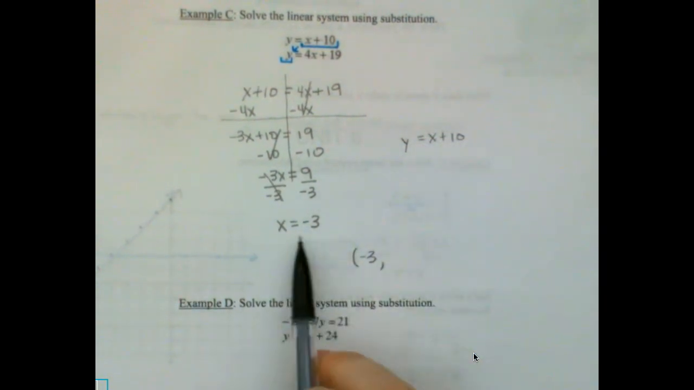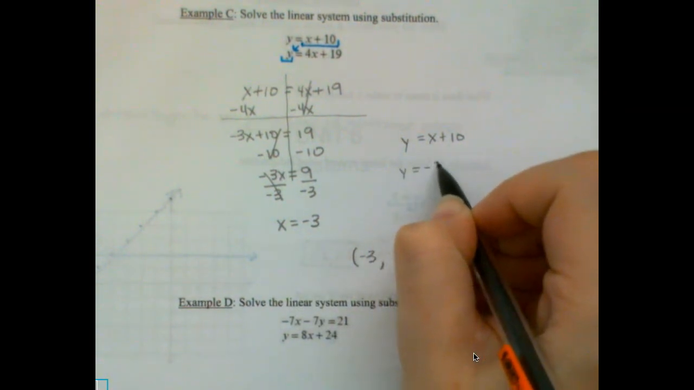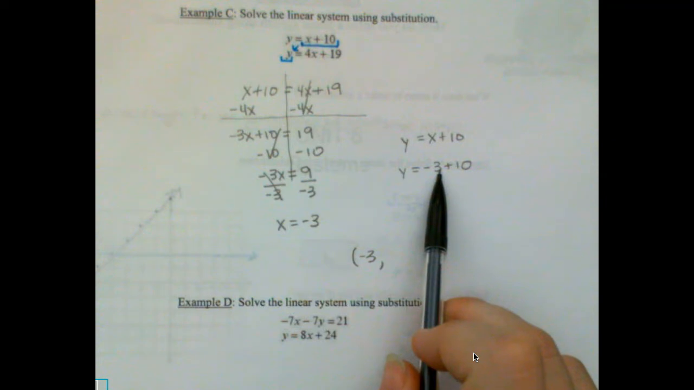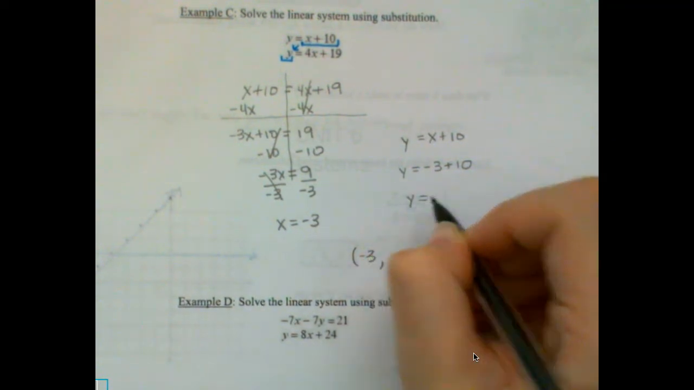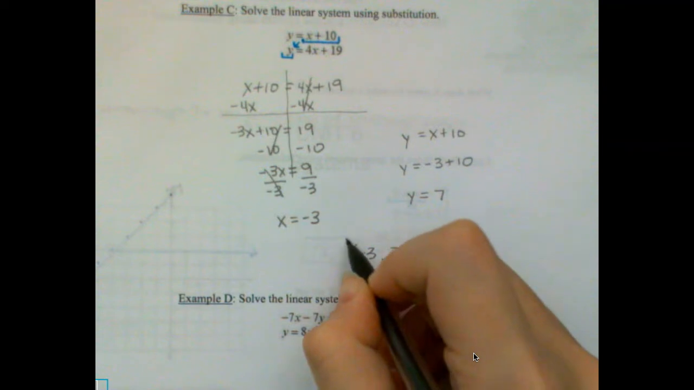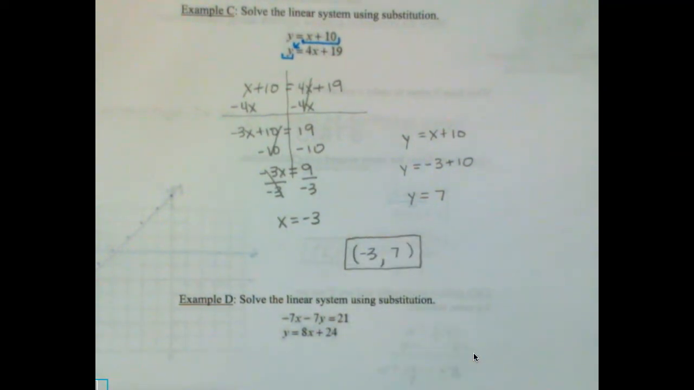Okay, but now that I know x is negative 3, I can write y equals negative 3 plus 10. I'm replacing the x with the negative 3. And now I can do that arithmetic. Negative 3 plus 10 is 7. So I know my coordinate is now negative 3, 7. Okay.